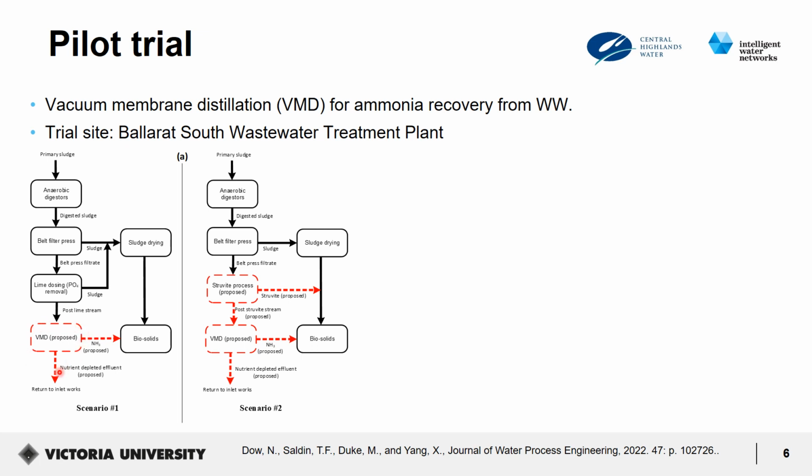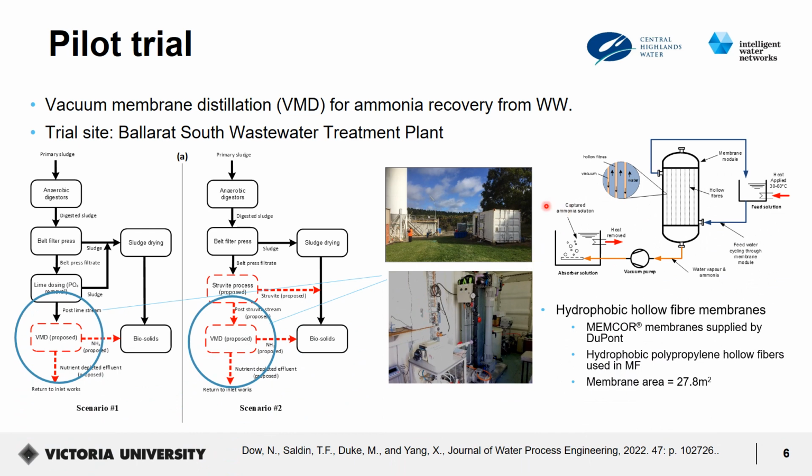Instead, we can apply membrane distillation to extract the ammonium at this point, and therefore reduce the ammonium load to the plant. We also looked at struvite as well with a colleague, Dimith Navaratna, but I'm just going to show you now this case where we located the membrane distillation after existing lime removal. So here's the pilot plant on site in a 20-foot container next to the lime dosing facility. Here's the membrane pilot plant, which was a DuPont Memcore membrane, which has hydrophobic polypropylene hollow fibers with an area of 27.8 square meters.